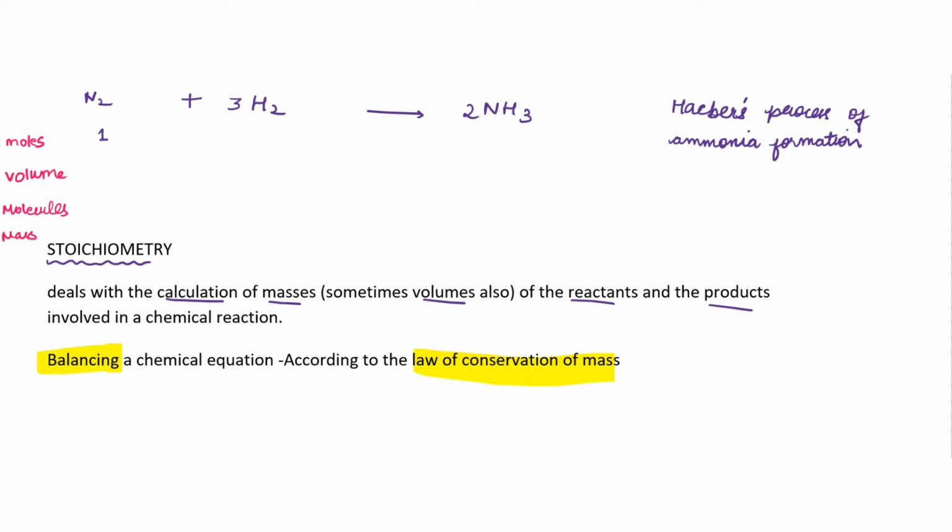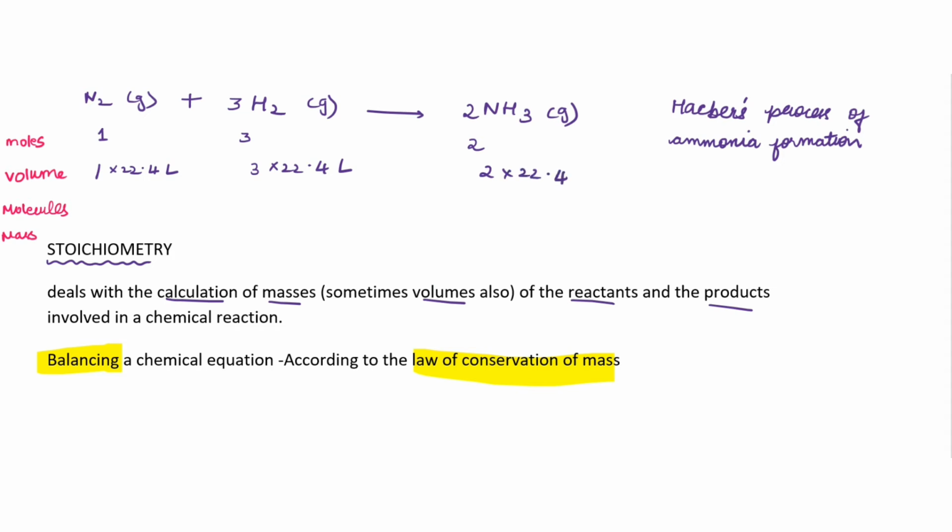So moles: from the balanced equation we find that 1 mole of nitrogen reacts with 3 moles of hydrogen to give us 2 moles of ammonia. Similarly, volume: since all of these are gases, at STP we can conclude that 1 into 22.4 liters of nitrogen combines with 3 into 22.4 liters of hydrogen to yield 2 into 22.4 liters of ammonia.